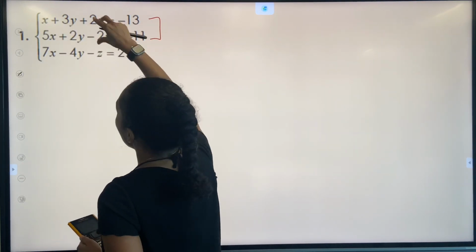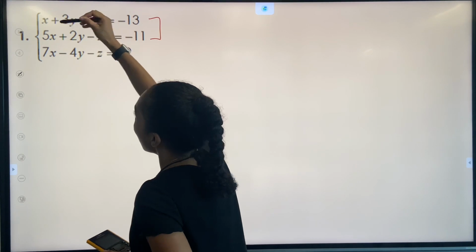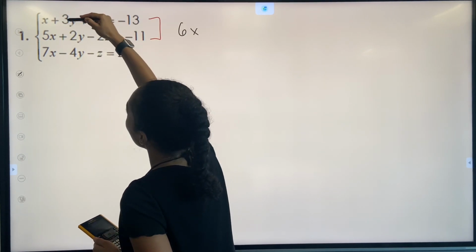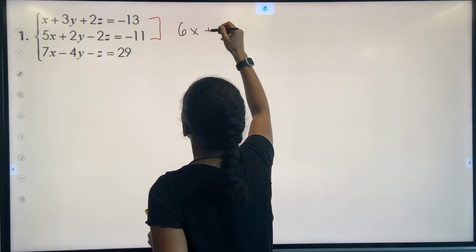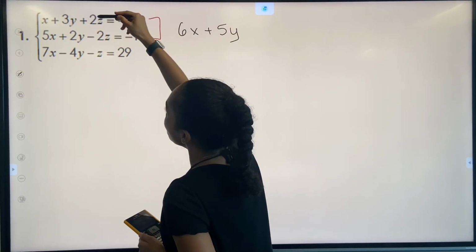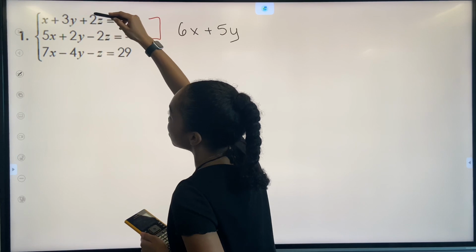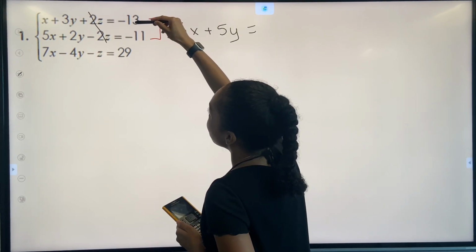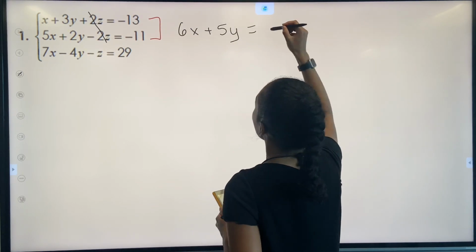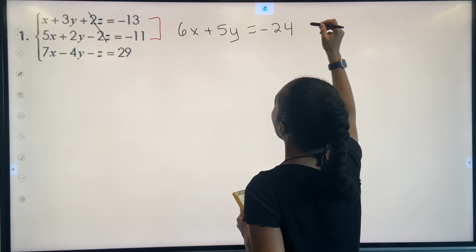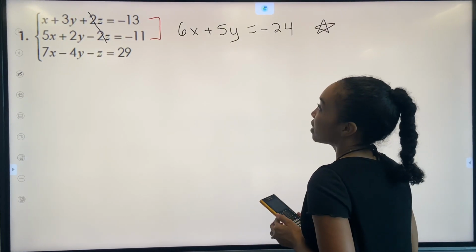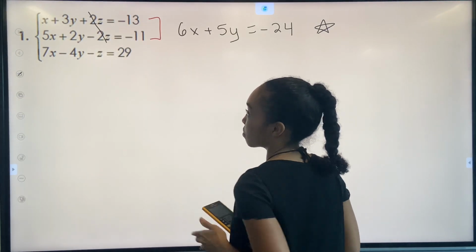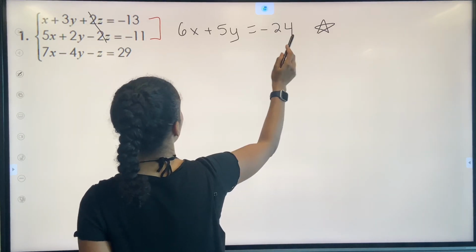So I'm going to add these two together. X plus 5x is 6x. 3y plus 2y is 5y. 2z plus negative 2z, well, that cancels out. And negative 13 plus negative 11 is negative 24. So I eliminated the z variable from a pair of equations. Okay, so that's the first step.